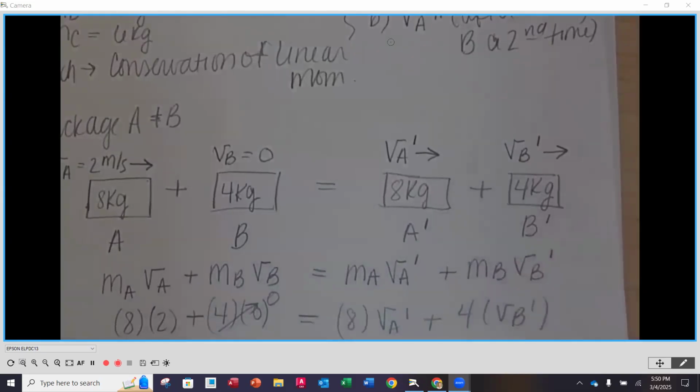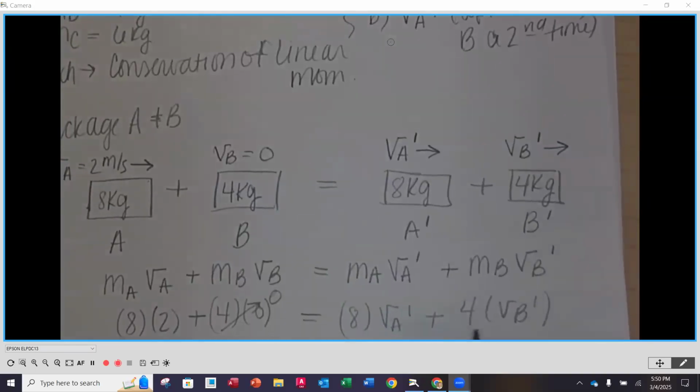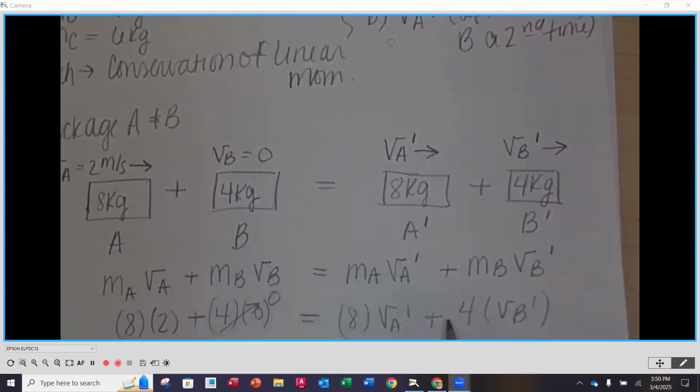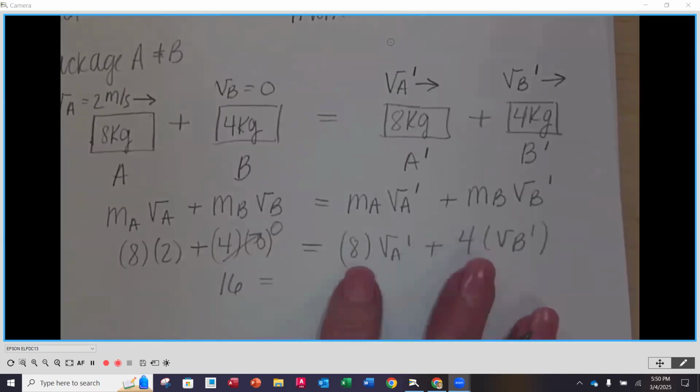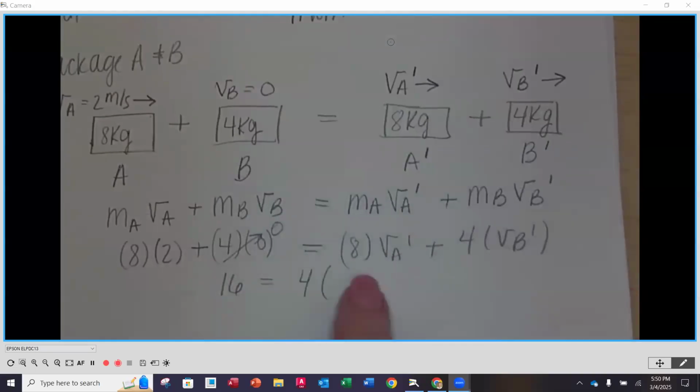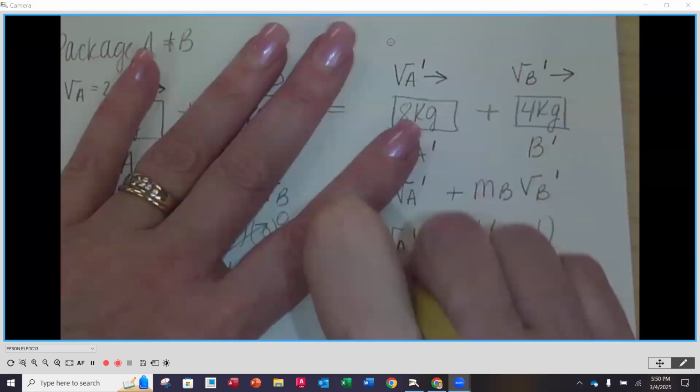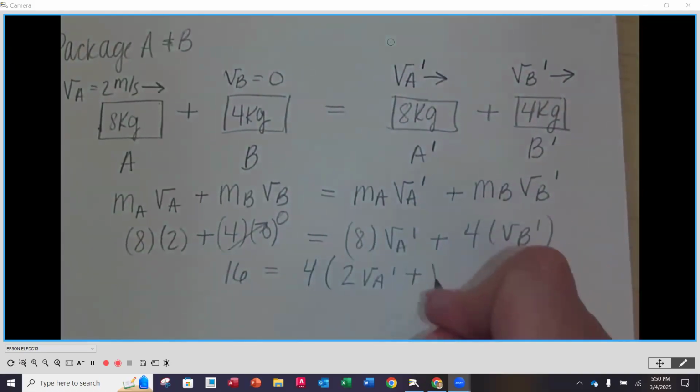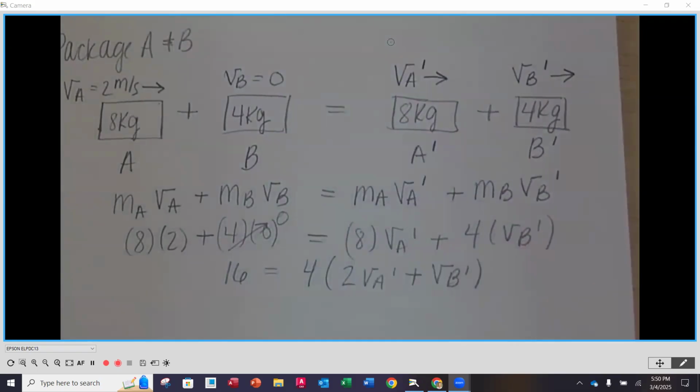velocity B prime. Okay. So now we can see we have 2 unknown variables, but that's okay. We're just going to combine things and get it down to its lowest terms, if you would. So we can take 8 times 2, that's going to be 16. It's going to be equal to, now we can factor out 4 here in order to reduce that right side. So I'm going to take out 4, which means that we're going to have 2 VA prime plus VB prime. Does that make sense?